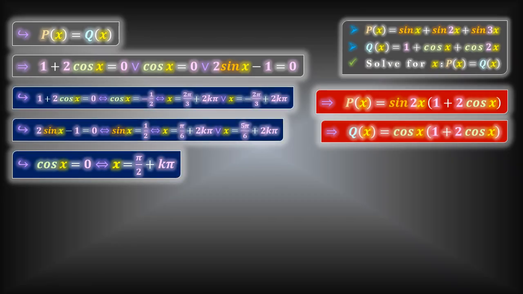And finally, we have the third case in which cosine of x is equal to 0. Thus x is equal to pi divided by 2 plus k times pi. We have successfully simplified the two trigonometric expressions and solved the equation completely. This exercise beautifully shows the power of trigonometric identities and factorization techniques.